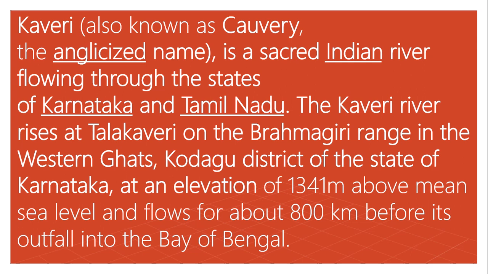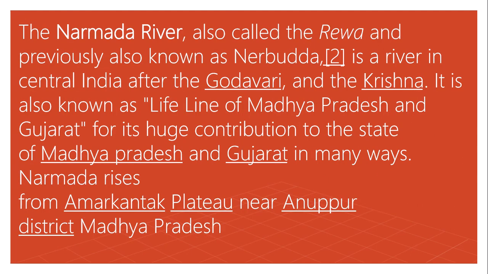So now, students, let's learn about the west flowing rivers. In that, number 1, we'll learn about Narmada. It is in Madhya Pradesh. The river rises in the Amarkantak Plateau in Madhya Pradesh. It flows for a distance of about 1,312 kilometers, covers an area of 98,796 square kilometers, and forms a 27 kilometer long estuary before outfalling into the Arabian Sea through the Gulf of Cambay.